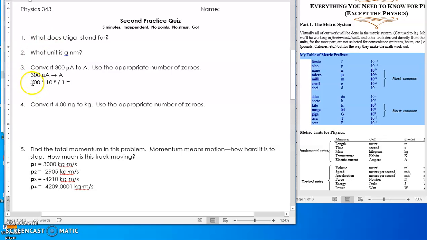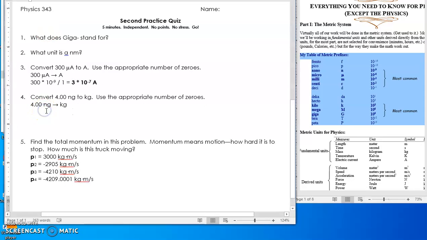Type it into your calculator or do it in your head. 2 zeros on the top, 9 on the bottom, that's -7. No decimal points, so we don't need the zeros. That's going to be 3 times 10 to the negative 7. What's the unit? We're not done yet. Amps. Now we're done. Any way you got this, you're doing it right.